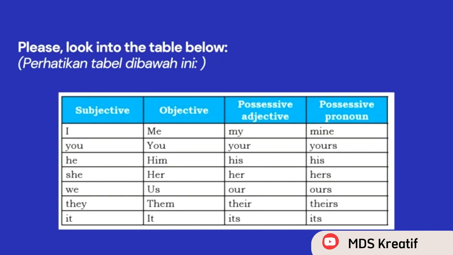Subjective: I, you, he, she, we, they, it. Objective: me, you, him, her, us, them, it. Possessive adjective: my, your, his, her, our, their, its. Possessive pronoun: mine, yours, his, hers, ours, theirs, its.